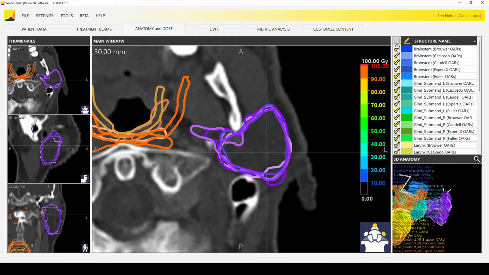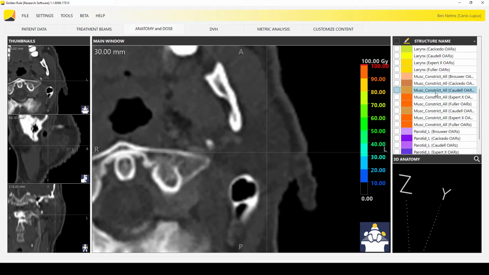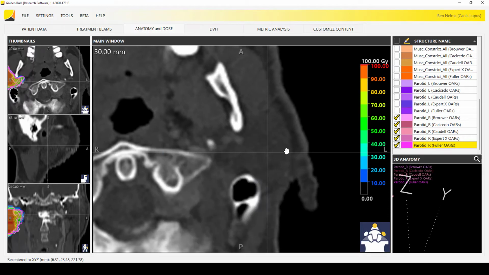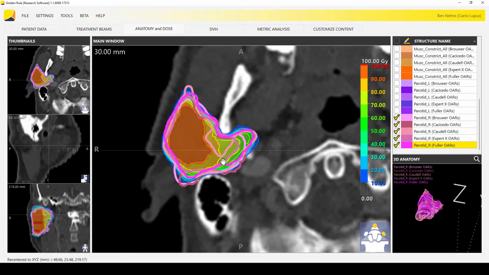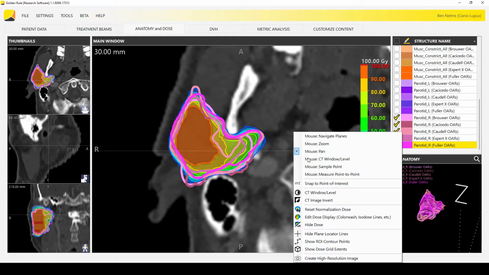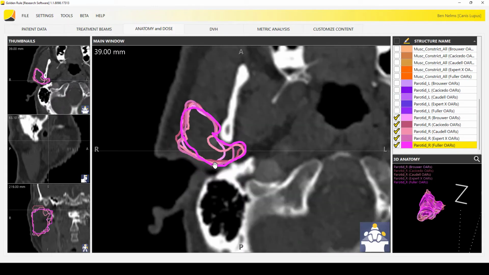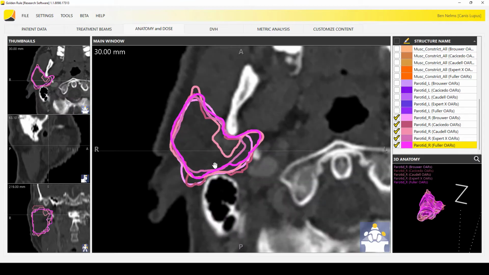All right, let's turn all the structures off. We'll turn the right parotid experts on. We need to go over here and voila. Again, if we want to look real quick, and you can do all of this in Prono, the same consensus lines and contours you can turn on and off, just a slightly different interface. So those are the expert lines.